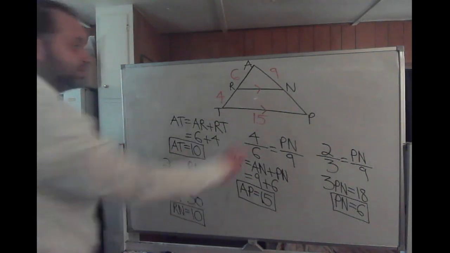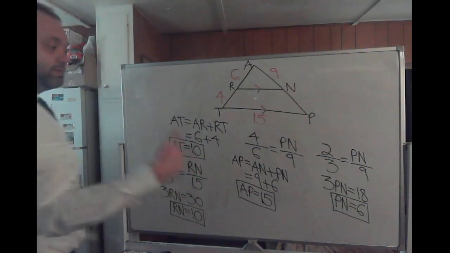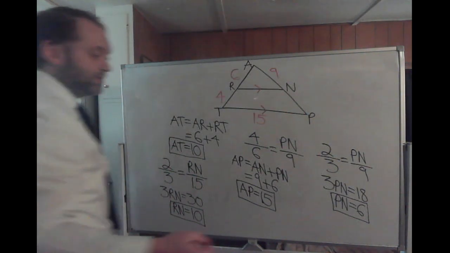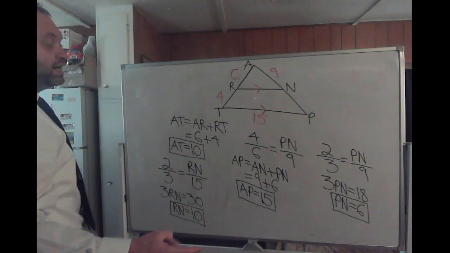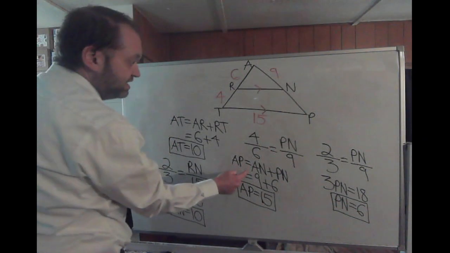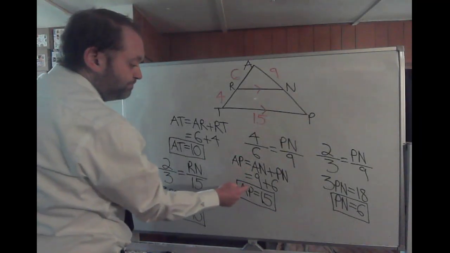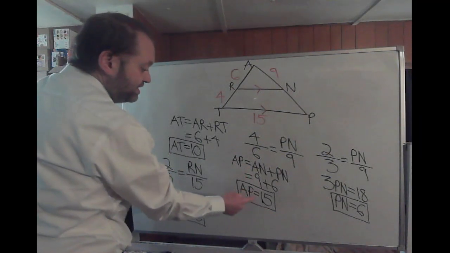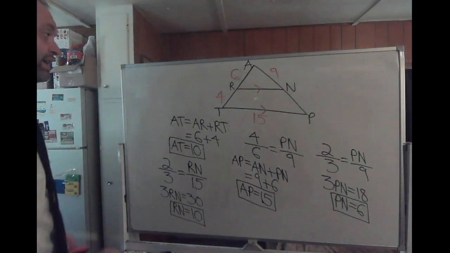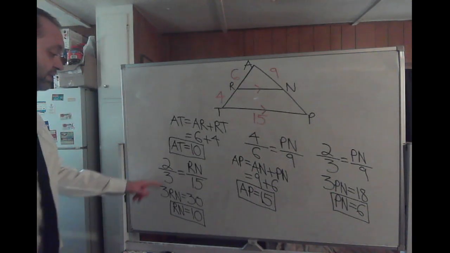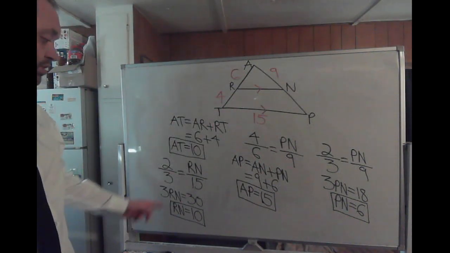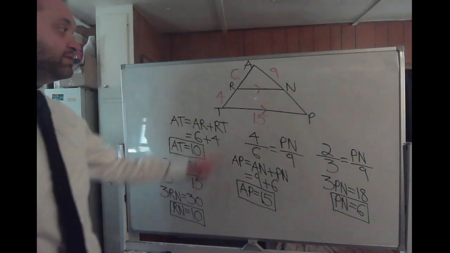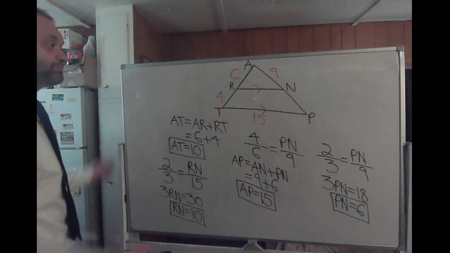To find the length of NP or PN, you set up your Triangle Proportionality Theorem, which ended up giving you that PN equals 6. And then to get AP, you just add the lengths of AN plus PN. And you got 9 plus 6, so AP equals 15. And then the length of RN is proportional to the whole triangle. When you set up that proportion, you get a length of RN being 10. Alright.